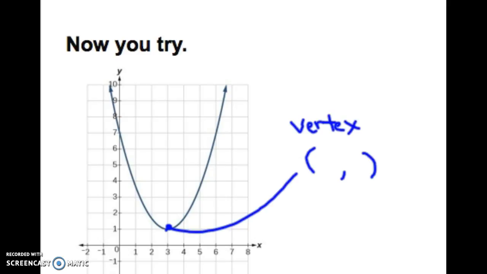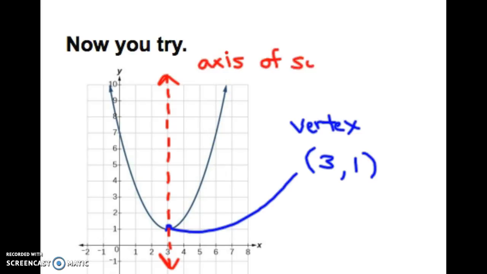I'm going to go ahead and name that with a coordinate. So if I look here, I'm going over 3 to the right and then up 1. So my vertex would be (3, 1). Okay, if I'm looking at that, the next thing I'm going to label is the axis of symmetry. So that's the imaginary vertical line that divides the parabola in half. And that goes straight through the vertex. So if you see in red, I'm going to go ahead and draw that imaginary vertical line. That's my axis of symmetry.